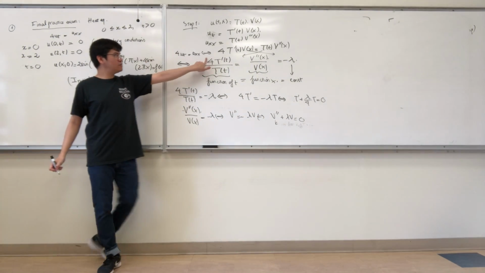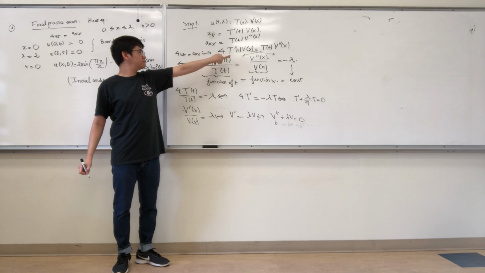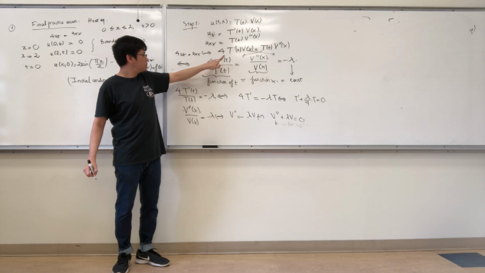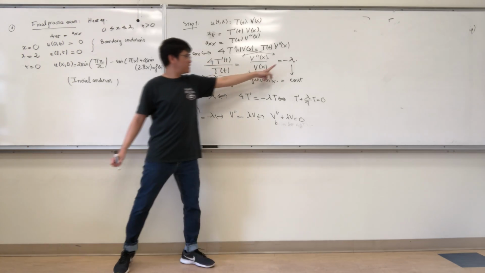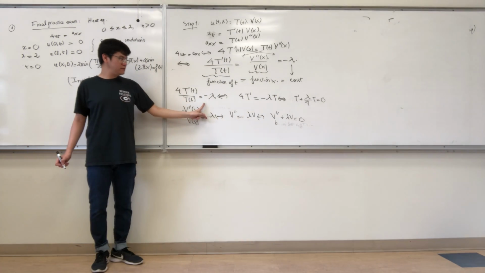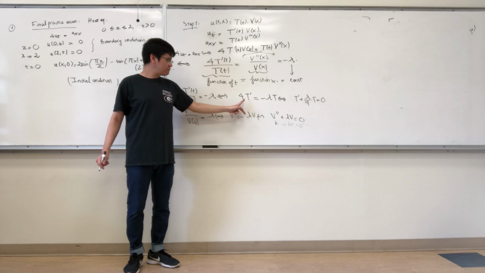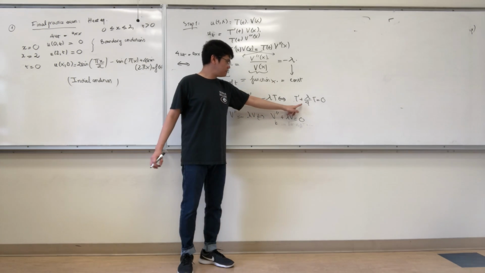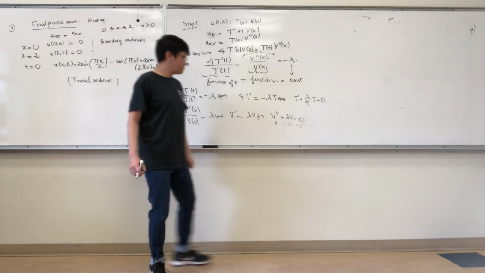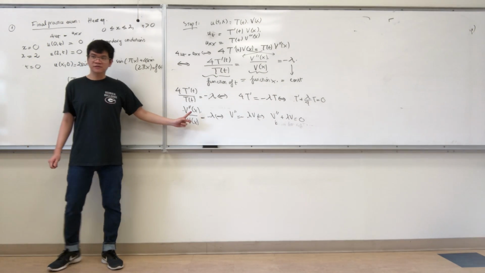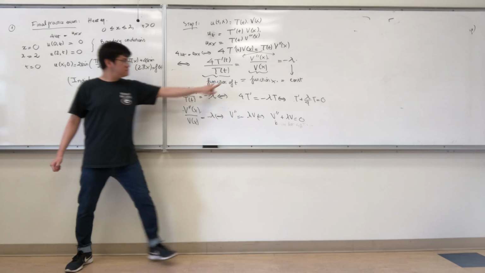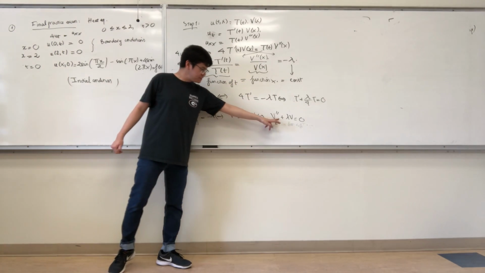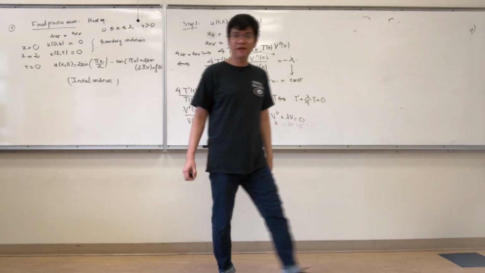Right, so now I look at the first ratio. I have T prime over T is minus lambda. So I wrote it right here, which means that I have T prime is minus lambda T, and this is equivalent with T prime plus lambda T is 0. The second one is V second over V is minus lambda. So then I get V second plus lambda V is 0, right?